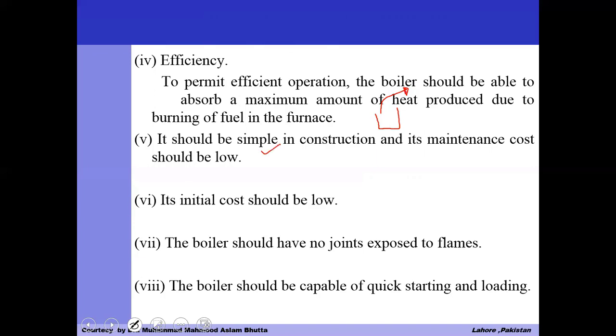Its initial cost should be low. The design should be in such a way that the initial cost is not high. Basically, what is a boiler? A boiler is simply a steel vessel. So its design depends on the type of material we are going to use and the type of manufacturing process we are going to use. So its initial cost should be low.